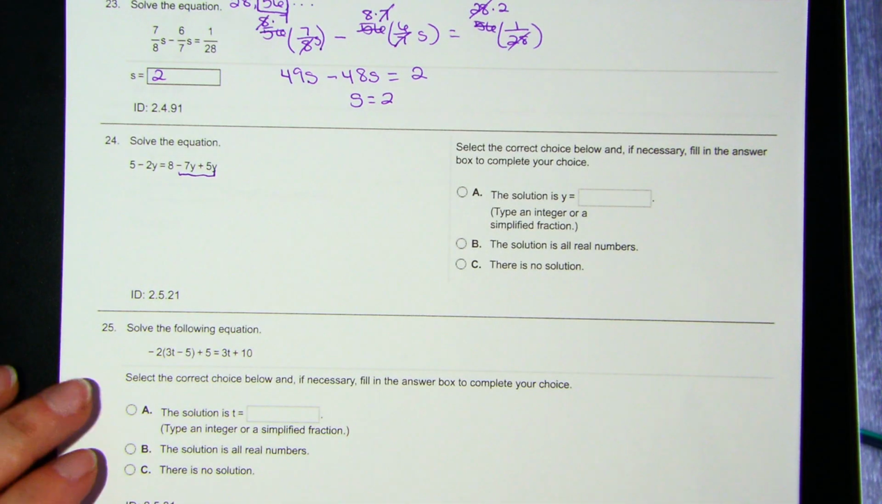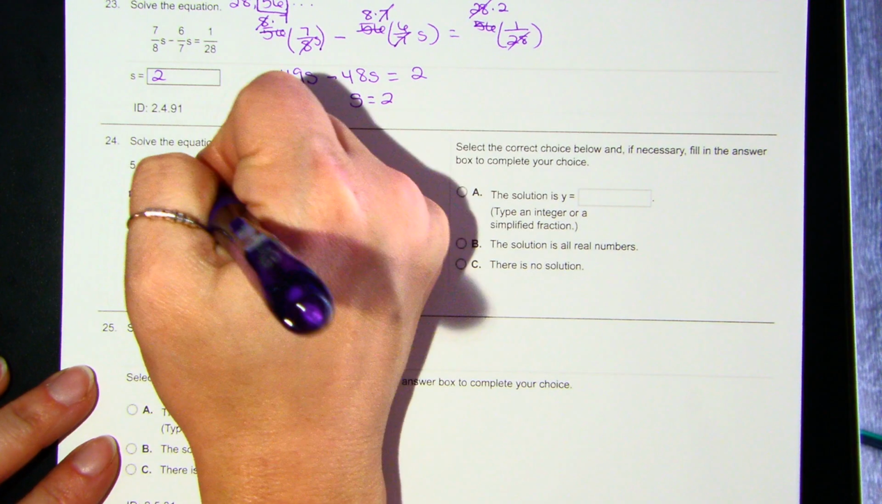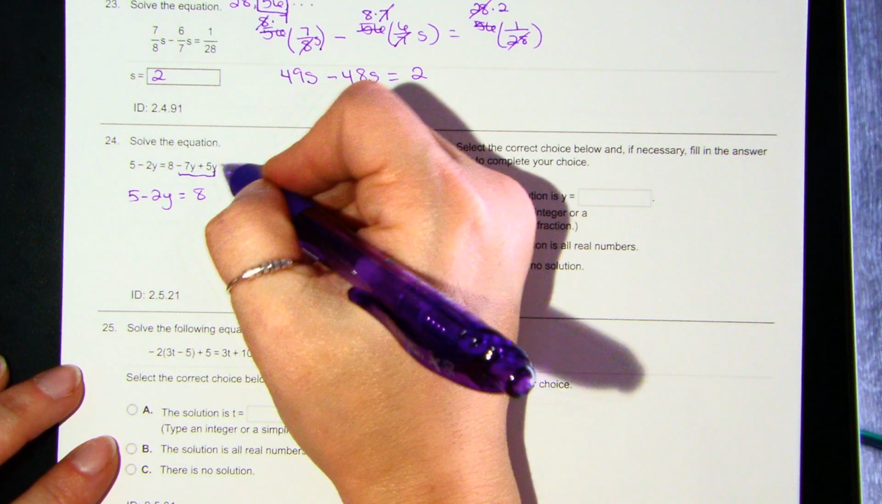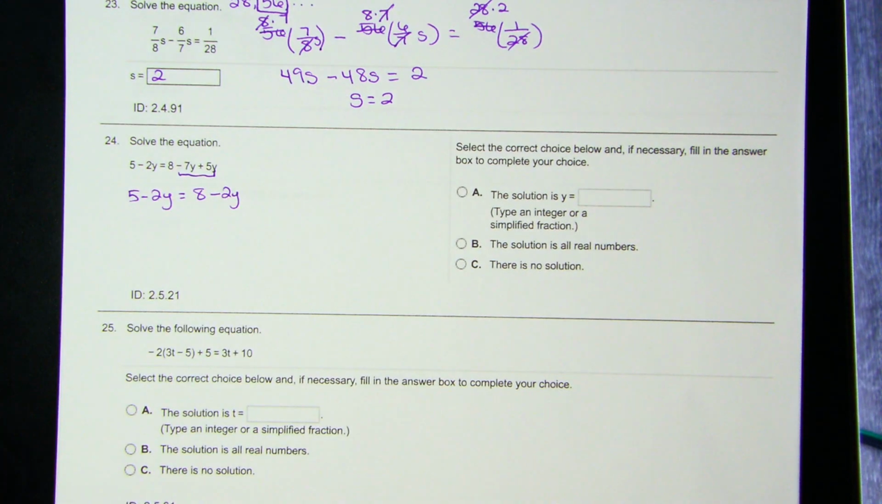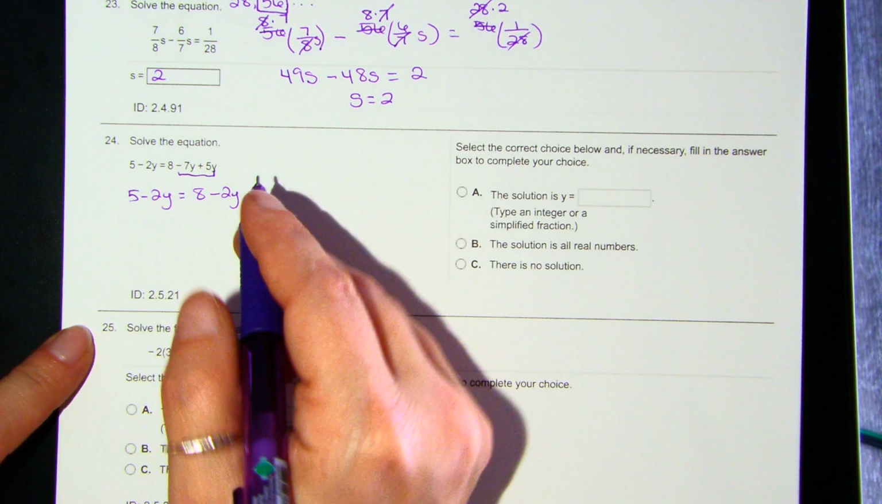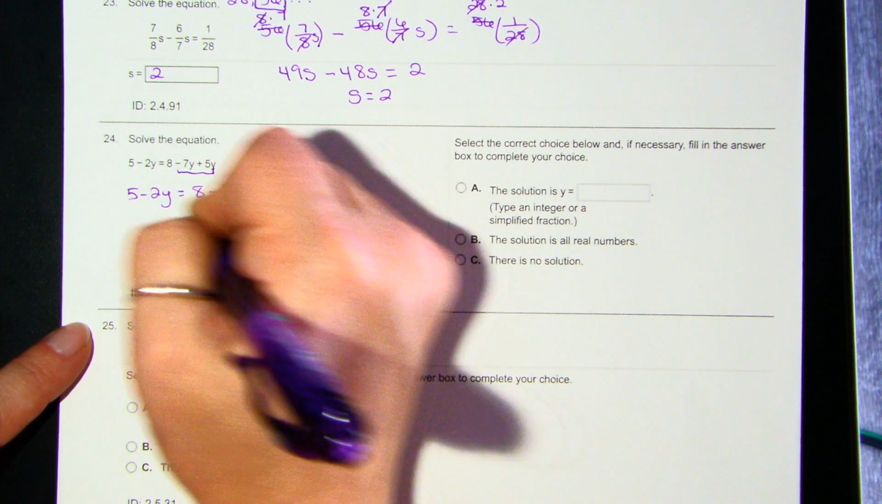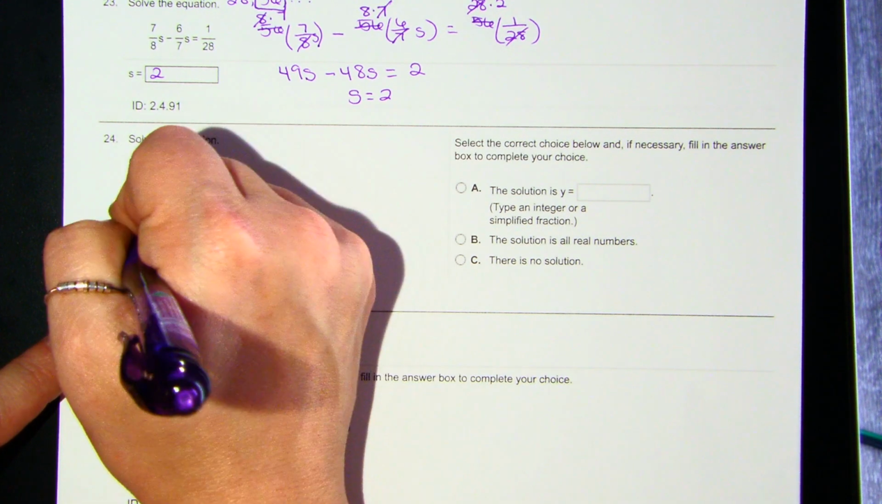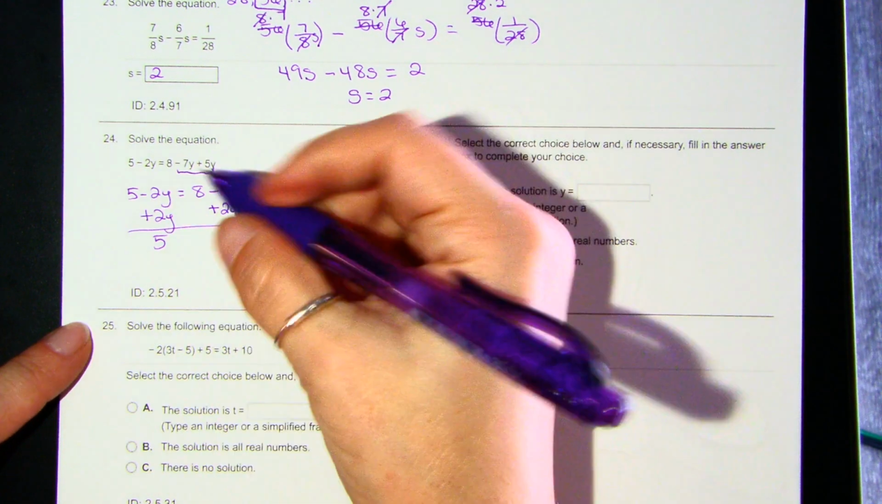Now I have variables on both sides of my equation, so I'm going to group them up. I'm going to move all of my variables to the left. That means I have to take this minus 2y and move it to the left, so I have to add 2y. But look what happens when I do this. I'm going to have 5, and then I have a minus 2y plus 2y. Those cancel out. They go to 0. So then I have 8 equal, and then I have a minus 2y plus 2y. Those cancel out. So I have 5 equals 8.